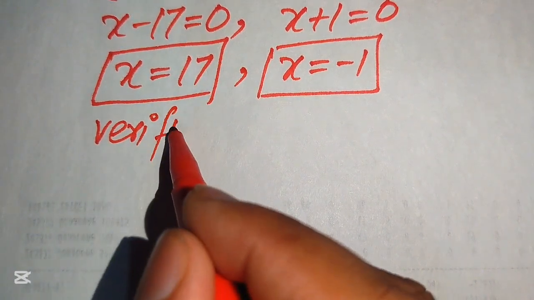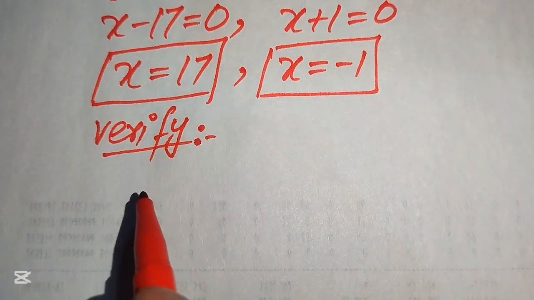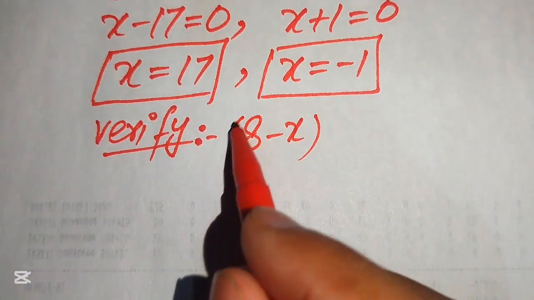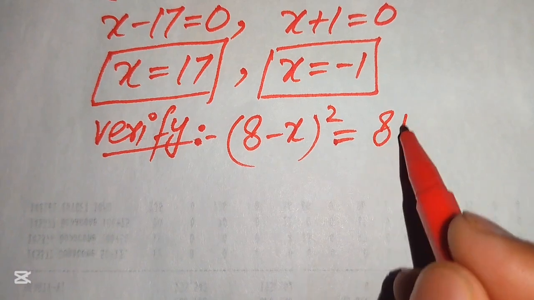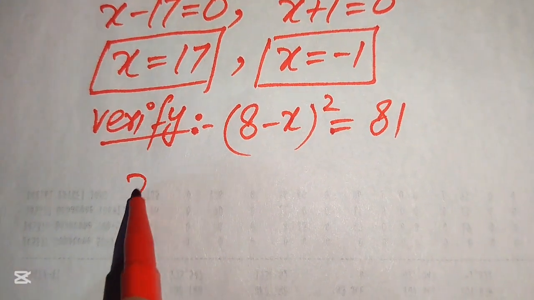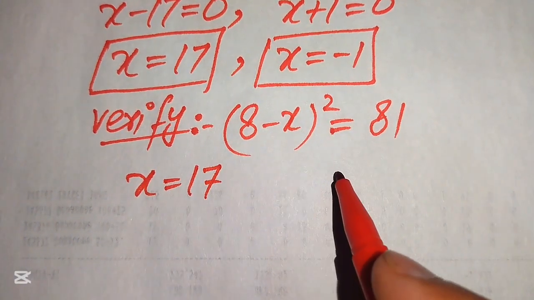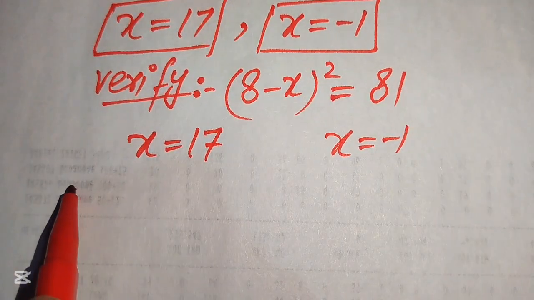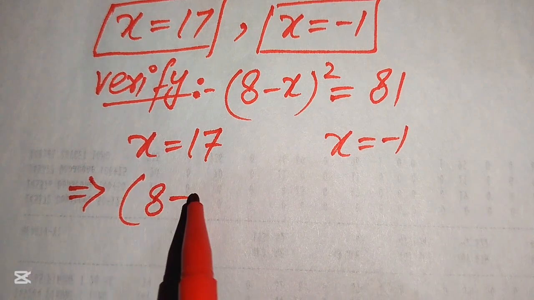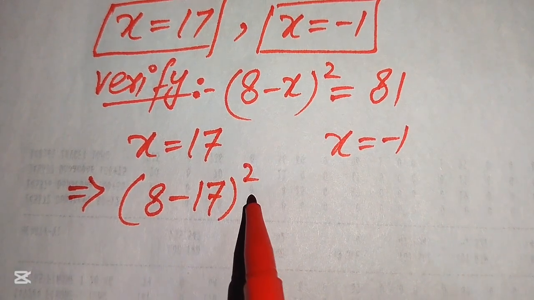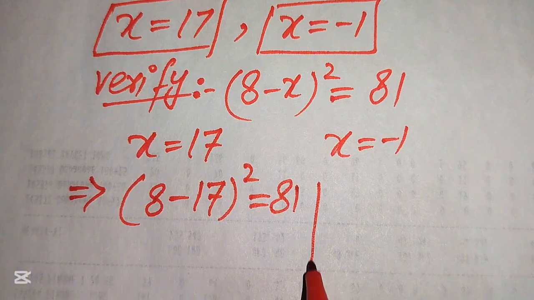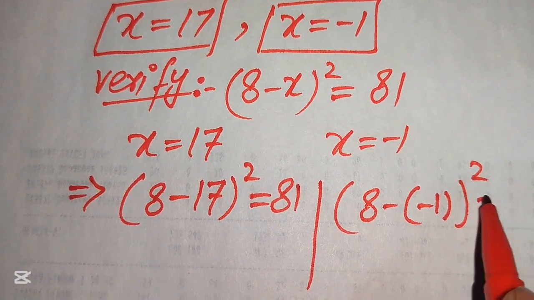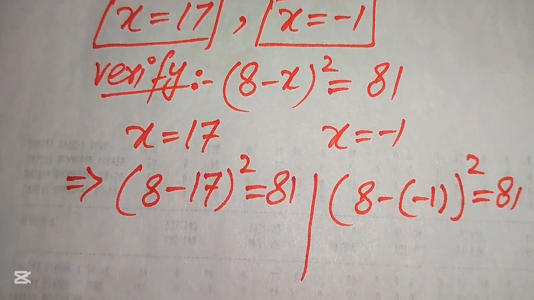And now in the next step we need to verify these two values of x. So we put these two values of x into the given equation, and we check whether this satisfies our given question statement or not. So first we copy down the given question statement here, and then we put x equals to 17 here, and we put x is equals to minus 1 here. So when you put this value here, it will be written as 8 minus 17 whole square is equals to 81. And in this case, 8 minus 1 whole square is equals to 81.